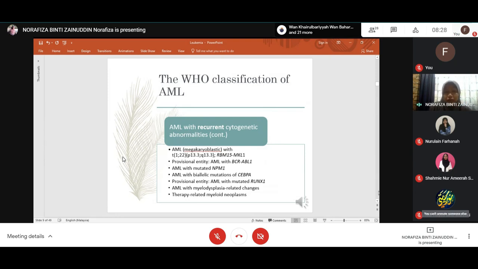This is the presence of AML with translocation also, and this is when you see megakaryoblast in the blood smear. There are also provisional entities, and this one with mutated gene, what we call RUNX1, and also neoplasms which are caused by therapy, unfortunately. And you can see that some AML are diagnosed with the presence of myelodysplasia-related changes.